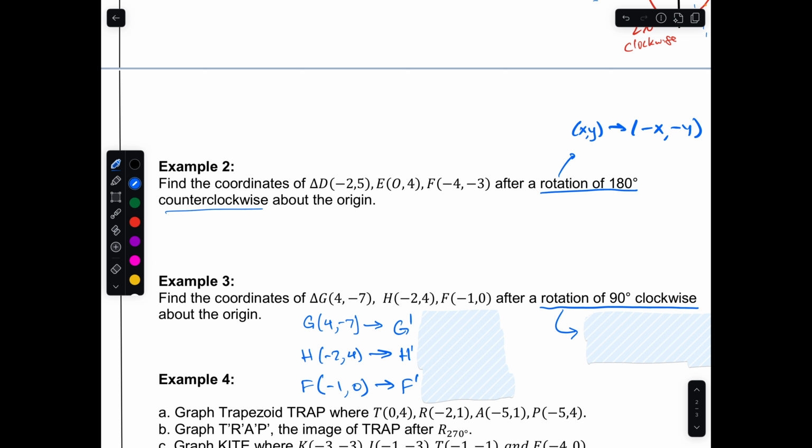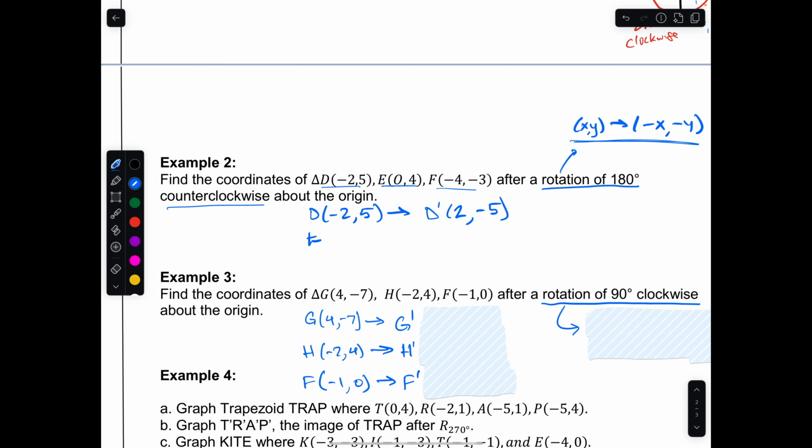We're going to apply that rule to points D, E, and F, and then we'll have our image. So coordinate D is negative 2, 5. If I apply this rule, D prime, the coordinate of the image of D, should be the opposite of the x-coordinate. So the opposite of negative 2 is positive 2. And then the opposite of the y-coordinate, the opposite of 5, is negative 5. That's it. We're just changing the sign.